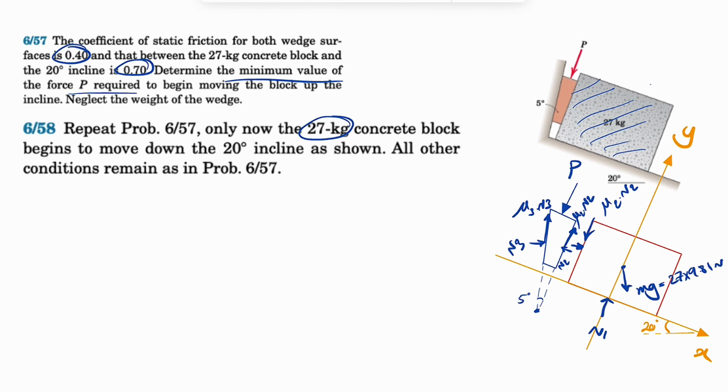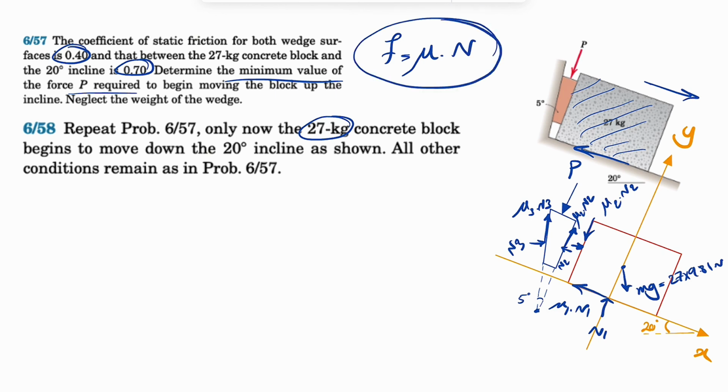So again, we're just going to go with the movement. The force P is going to push the wedge down, which means it's going to move the block to the right or down the incline. So our friction has to be in the opposite direction of the movement. So that's going to be our direction, mu1 times N1. And again, we know friction is the coefficient times the normal force. And that's pretty much everything for our free body diagram.